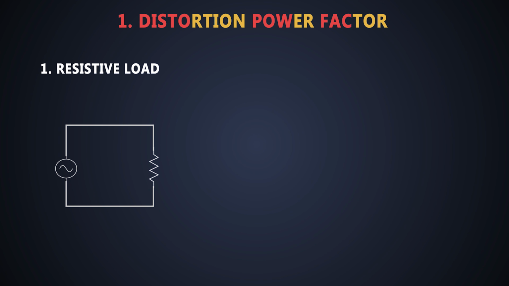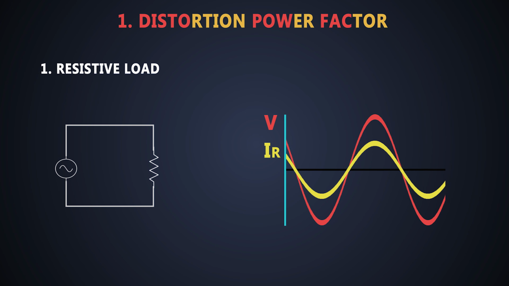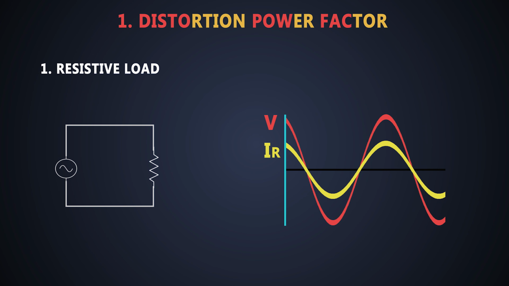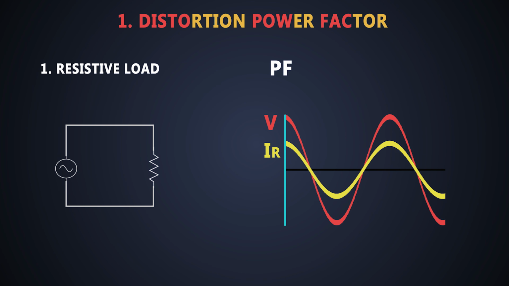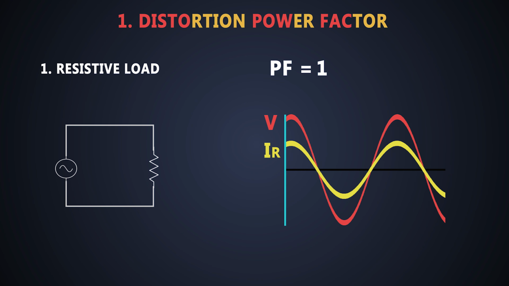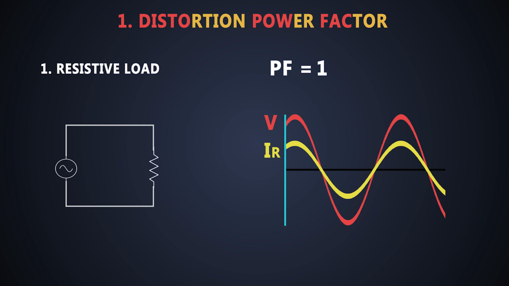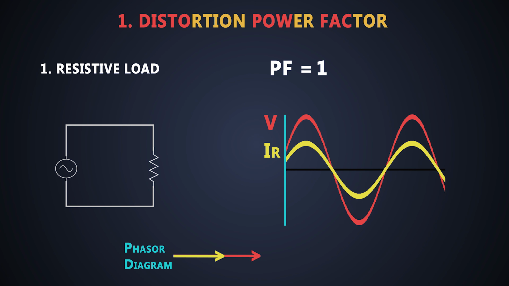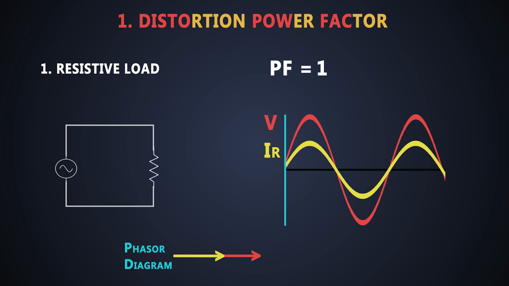If we connect the purely resistive load to an AC power mains, the voltage drop across the resistor and current flowing through it are always in phase. So the power factor of the system is 1. There is no reactive power in this. If you draw the phasor diagram of the system, both voltage and current are in the same direction.